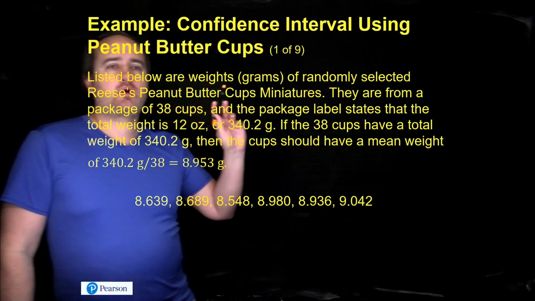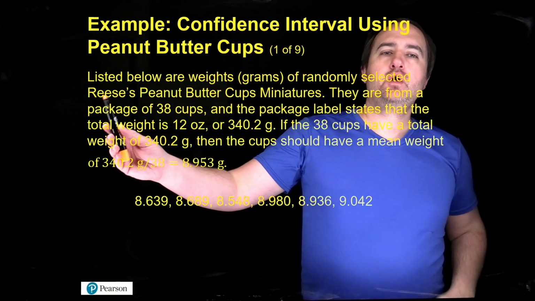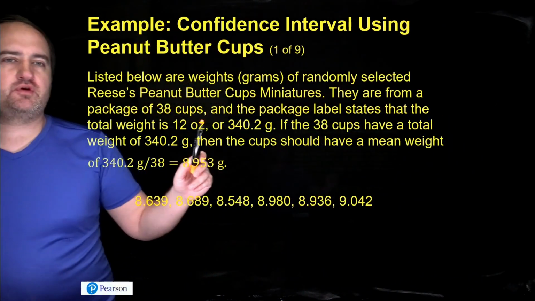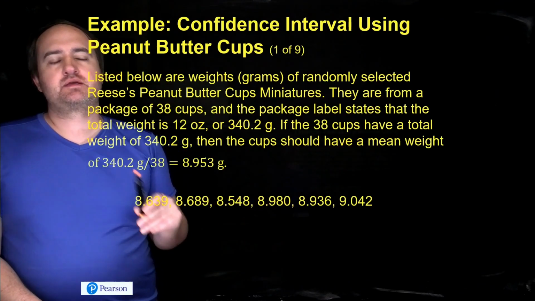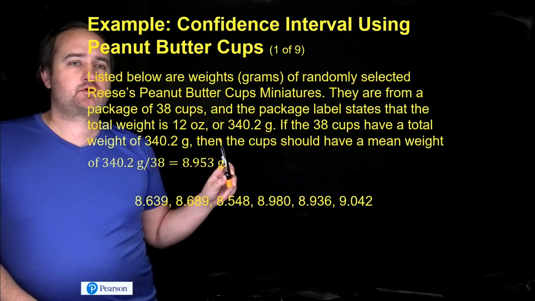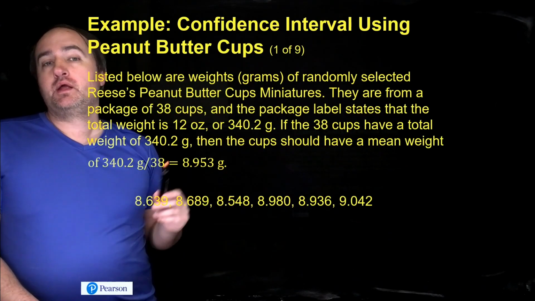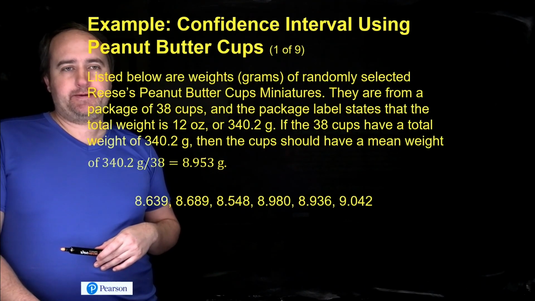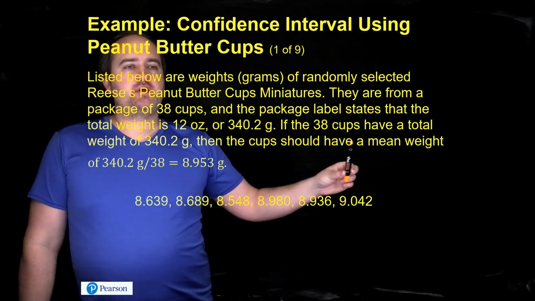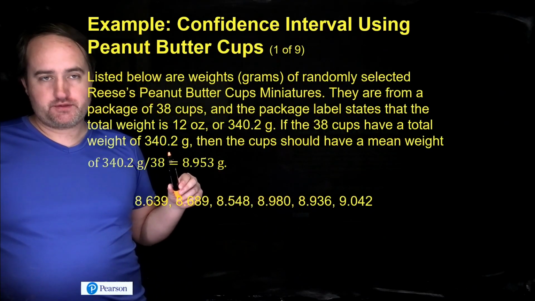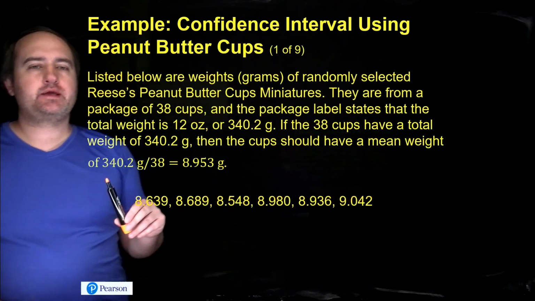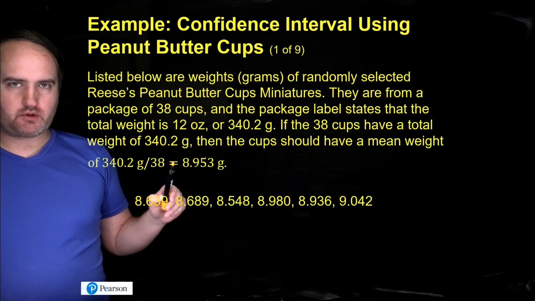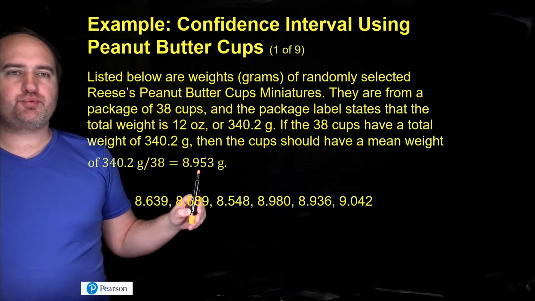So listed below are weights in grams of randomly selected Reese's Peanut Butter Cups miniatures. They are from a package of 38 cups, and the package label states that the total weight is 12 ounces or 340.2 grams. So far, they really haven't told us a whole lot that's going to be helpful here. If the 38 cups have a total weight of 340.2 grams, then the cups should have a mean weight of 340.2 grams divided by 38, which is the total number of cups, which is 8.953 grams.